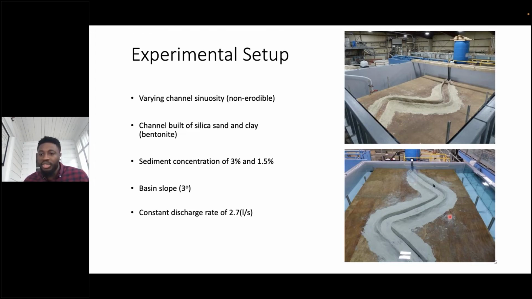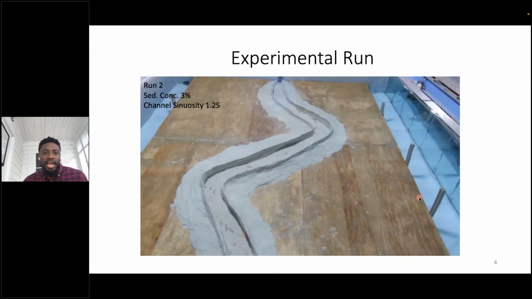The image at the bottom just shows what our channel looks like when it's underwater and ready to go. I put this video here just to give you a sense of what our experimental run looks like. This is run 2 with sediment concentration of 3% and channel sinuosity of 1.25. I'm just going to go ahead and play it.